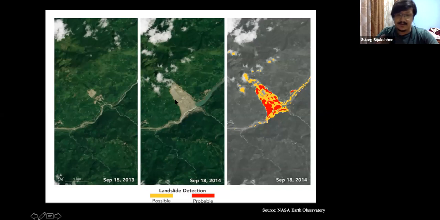So you can ask your computer, check that. You can write the code, and then if you compare the changes, then we can get this image. Okay. So this is a possible landslide, and this is a probable landslide.